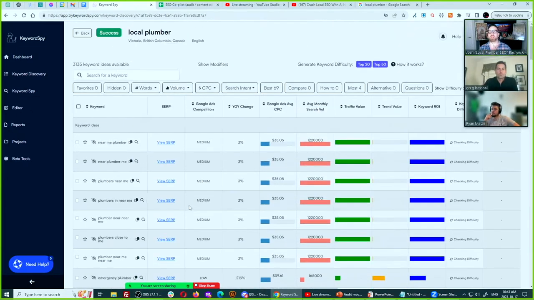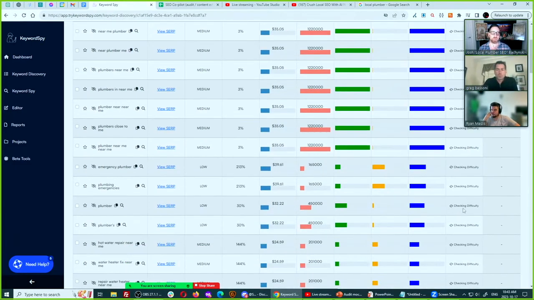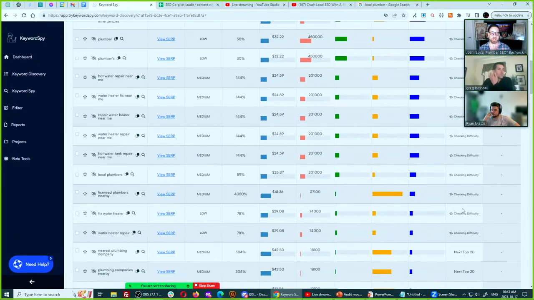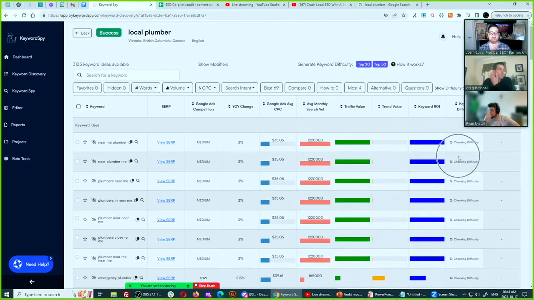So you definitely need to search in your area you want to rank for, which is where I am. You got 3,000 keyword ideas out of this, right? Just saying local plumber, it got 3,100 keyword ideas, which is pretty good. And it'll be checking the difficulty. It scrapes a lot of different databases to do this. That's why it takes some time. And the AI needs to calculate this and process this and think about it. But it'll be done usually no longer than 5 minutes for any given keyword.